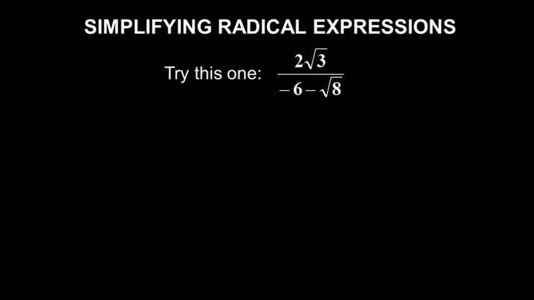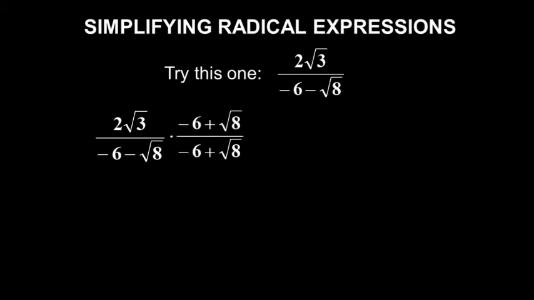Another example. 2 square root of 3 over negative 6 minus the square root of 8. Take note, the denominator here is a binomial that contains a radical symbol already. So what we're going to do here, we need to multiply by the conjugate of your denominator. So step number 1, what is the conjugate of the denominator here? That would be multiply by negative 6 plus the square root of 8 over negative 6 plus the square root of 8. That is equal to 2 times negative 6, that is negative 12.